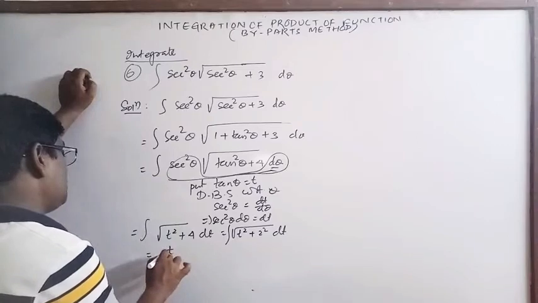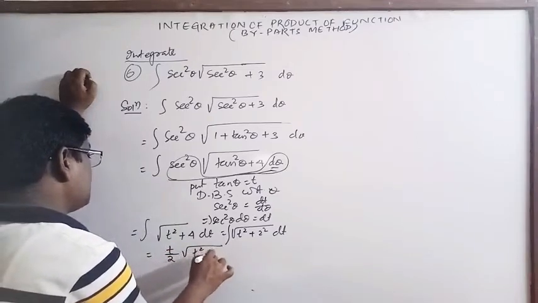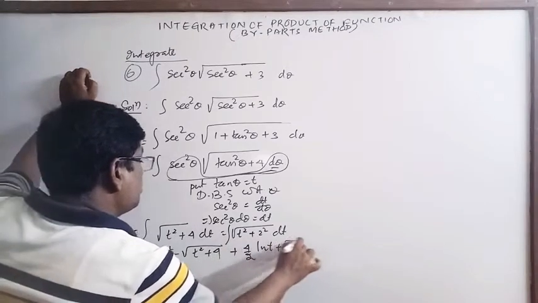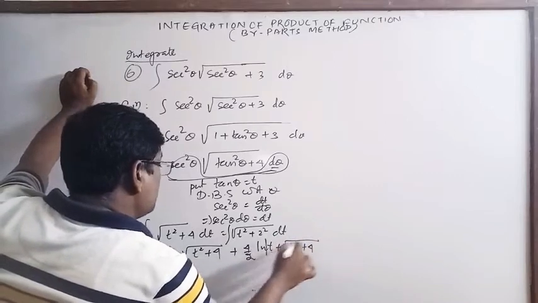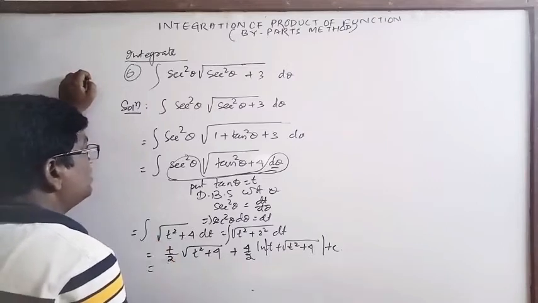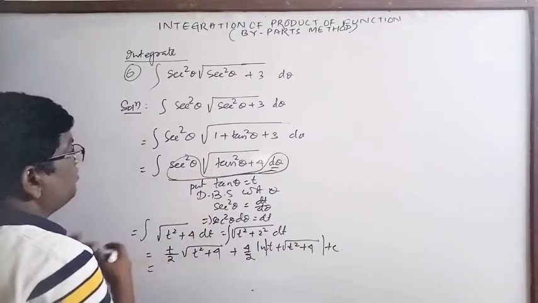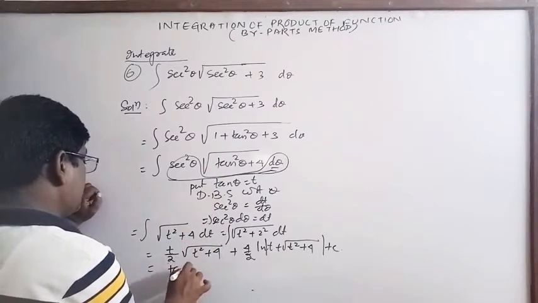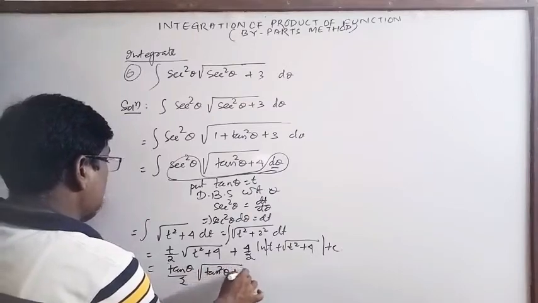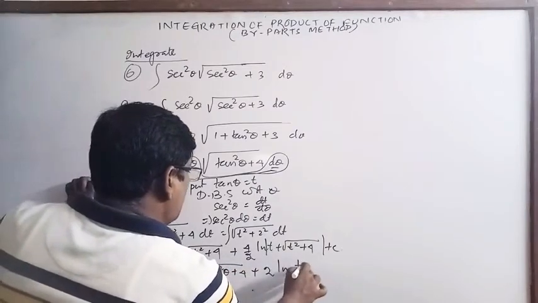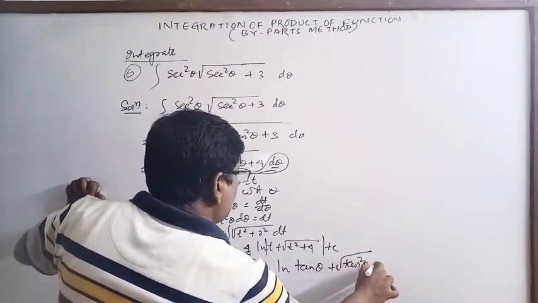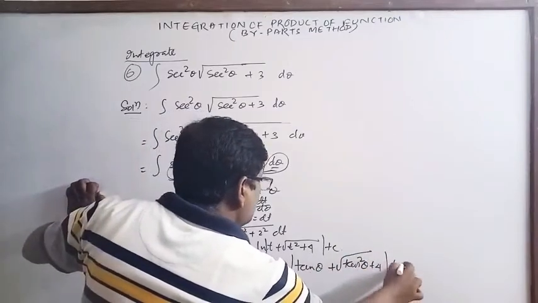This is t by 2 root of t square plus a square, a square means 4, plus 4 by 2 log of t plus root over t square plus 4 plus c. What is t here? t means tan theta. So tan theta by 2 root over tan square theta plus 4 plus 2 into log of tan theta plus root over tan square theta plus 4 mod plus c. This is the answer.